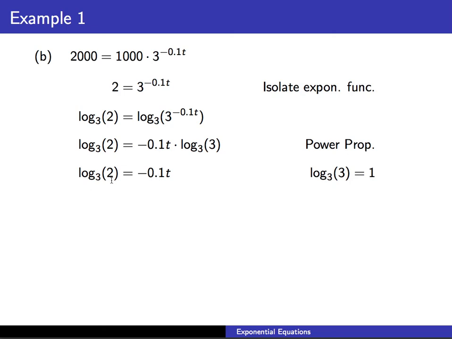But we have log base 3 of 2 equals negative 0.1 times t. So if we divide both sides by negative 0.1, we'll get about negative 6.3093. So log base 3 of 2 divided by this negative 0.1 is about negative 6.3093.